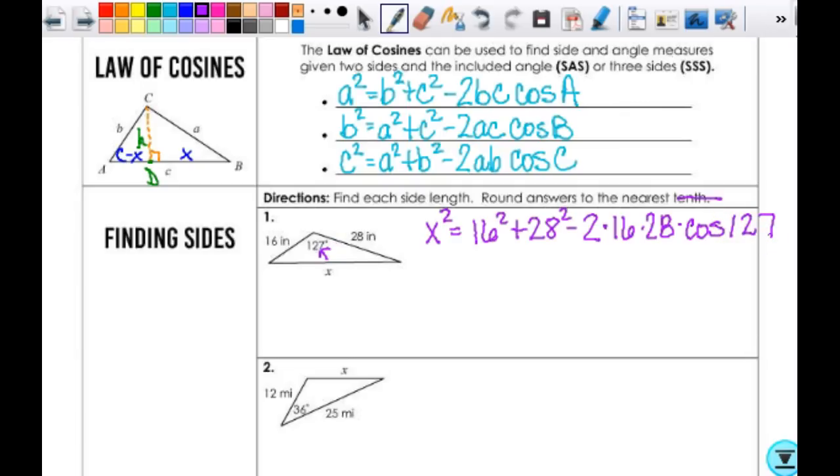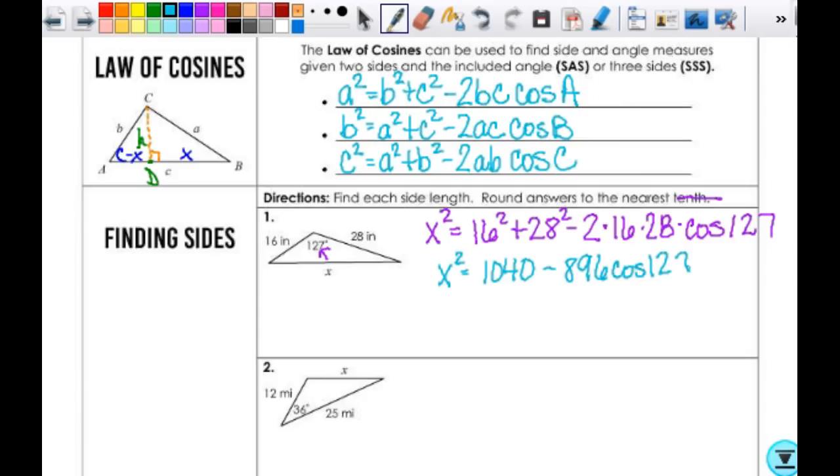Okay? That's it in a nutshell. Now, if you're using the calculators we have in class, you could go ahead and type it all in at once. If you are using a different calculator and that's a little much to type all at once, then you can maybe do it in 2 pieces, meaning you wouldn't necessarily have to do this step, but we could do x squared equals, and then if I just do 16 squared plus 28 squared, that would give me 1040, and then minus 2 times 16 times 28, minus 896 times the cosine of 127. That's a little less to type in all at once.